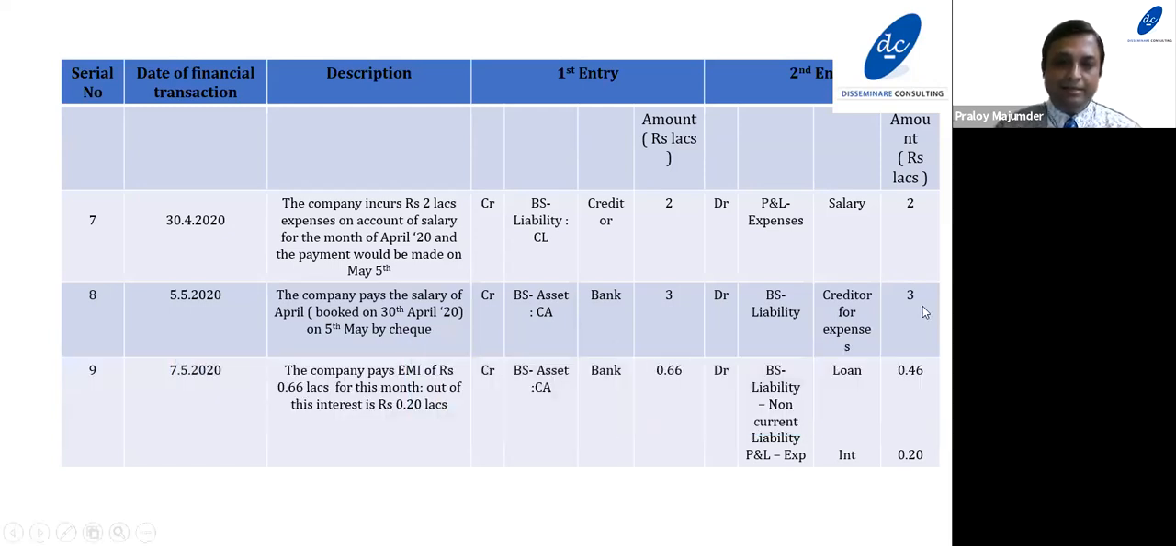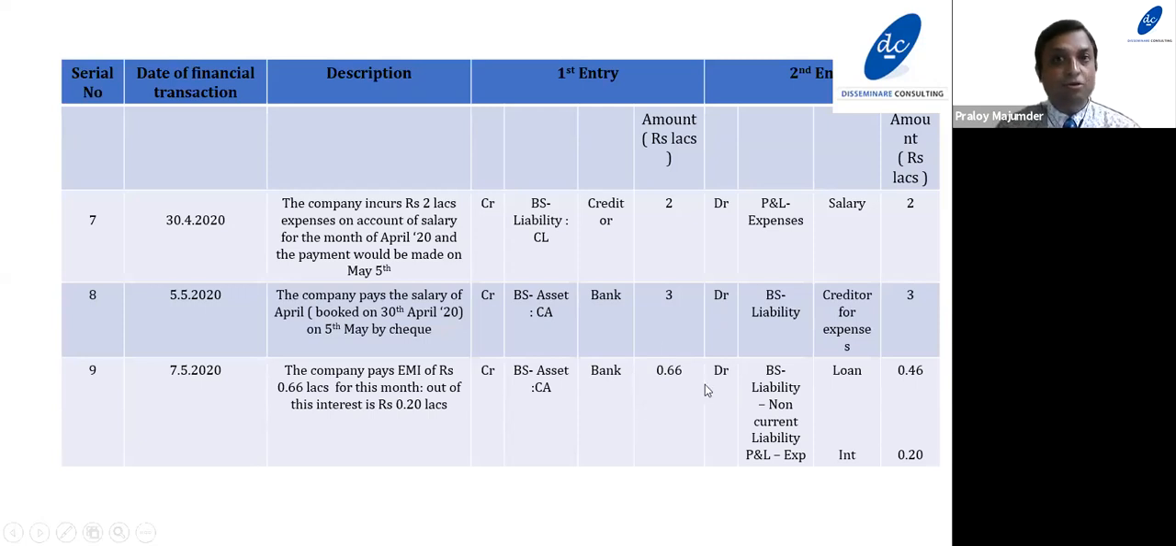Let us take another example. 7th of May, the company pays EMI of rupees 0.66 lakhs for this month. Out of this, interest is 0.20 lakhs. Same concept as we have discussed in the previous examples. EMI consists of two parts. One is interest, one is principal. So first is an immediate outflow in the form of a bank. So first entry is a credit, balance sheet, current assets, bank, amount is this.